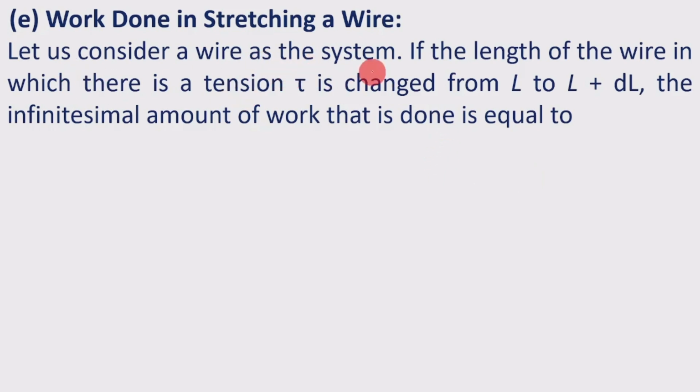Let us consider a wire as the system. If the length of the wire, in which there is a tension tau, is changed from length L to L plus dL, the infinitesimal amount of work that is done is equal to... Okay, here a very small amount of work is done during the stretching of the wire, when the length goes from L to L plus dL. The dL amount of length will be extended. Then work done can be given as dW equal to minus tau into dL, where tau is the tension in the wire and dL is the change in length.